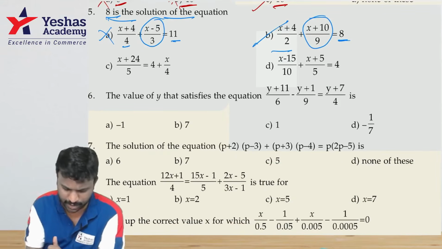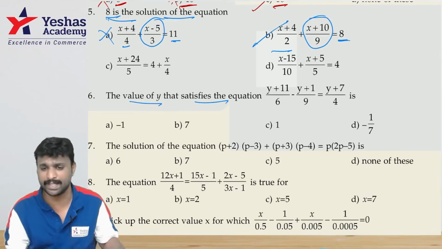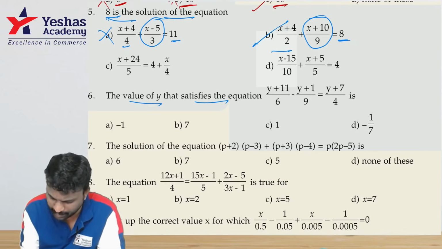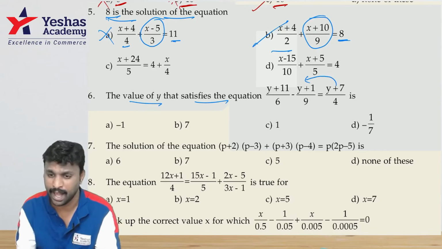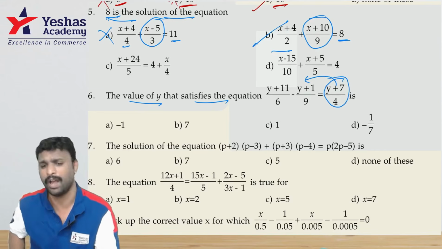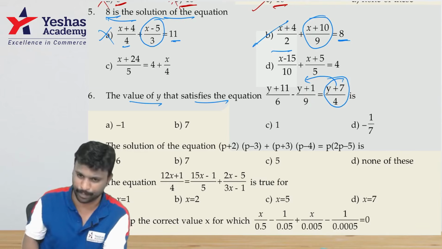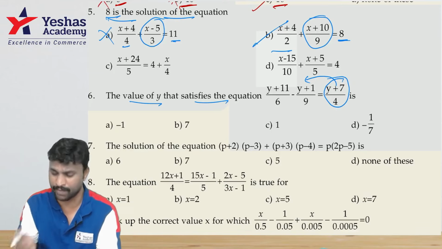Moving on to the next question, the value of y that satisfies the equation. Where is y? Y is in the options. Let us try to hit the options. What we do is we'll take this term to the left hand side. This becomes negative. Yes or no? If it is positive, it becomes negative. If it is negative, it becomes positive. Yes or no? So we can transpose everything to the left hand side and we have to make sure we get 0.